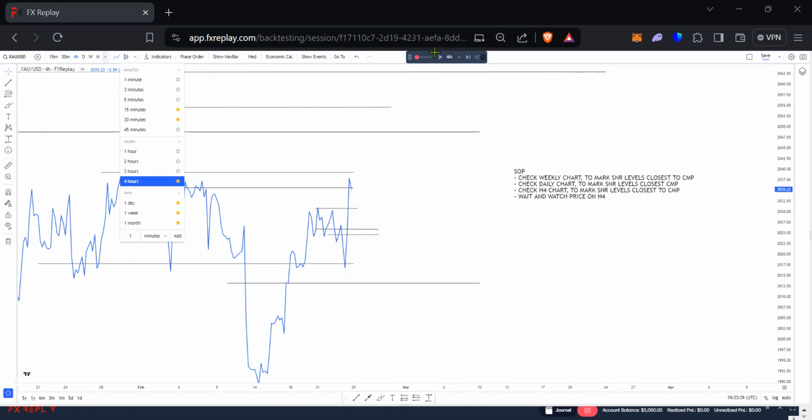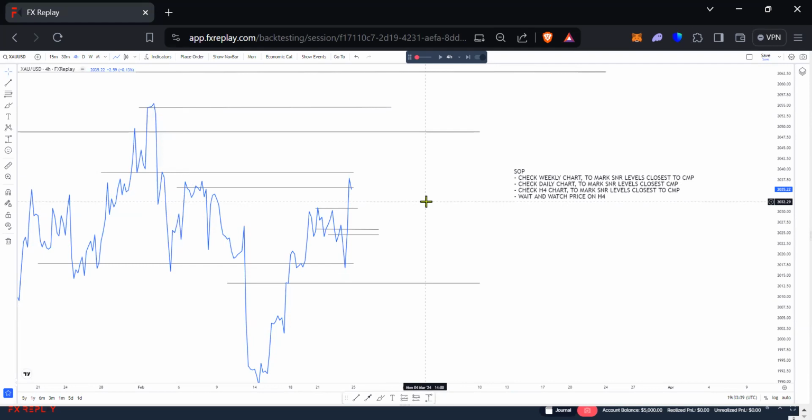Take setup in H4. I'll mention what the setups are as time goes on. Setups, in the sense that we are looking for price to come to these SNR levels we've drawn, to these support and resistance levels.